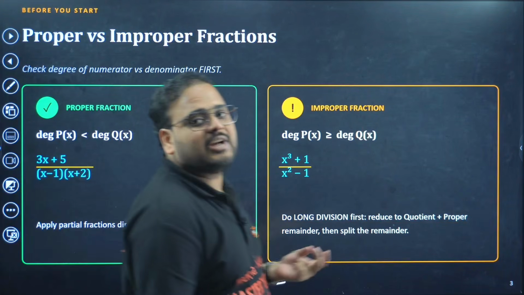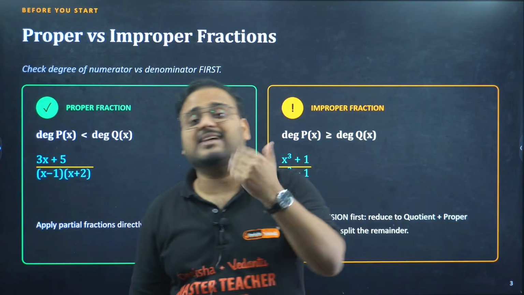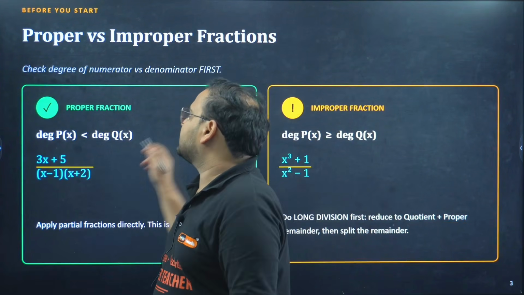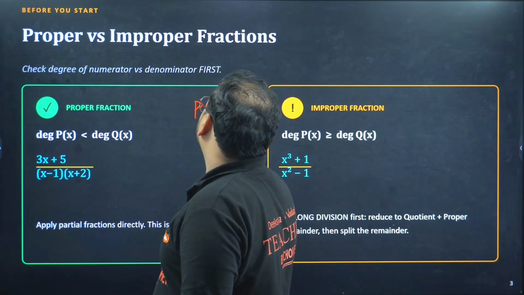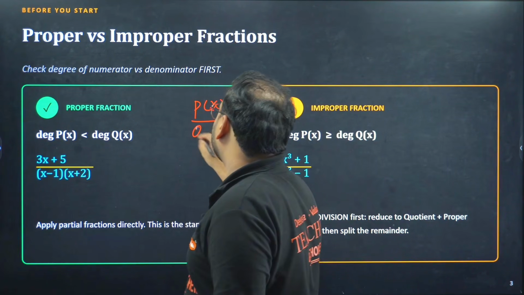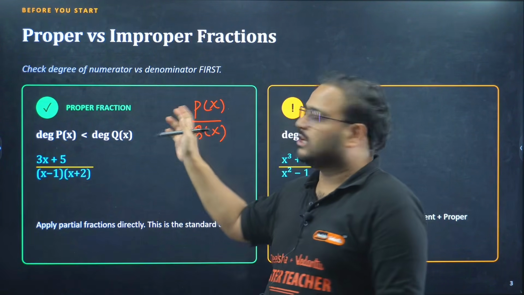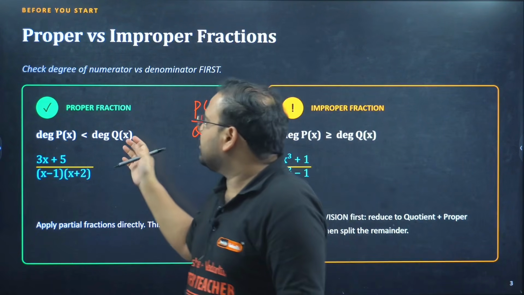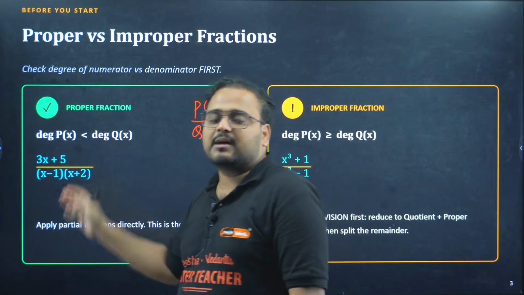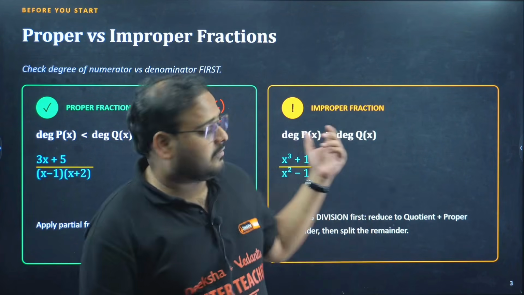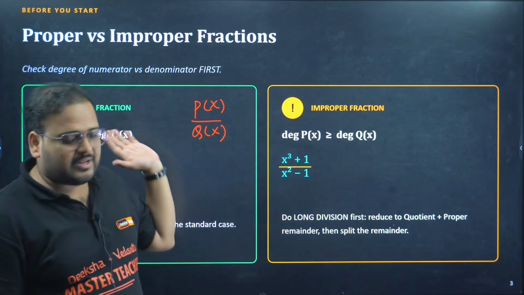As I mentioned, there are 2 types of fractions basically in the rational function part. Number 1 will be the proper fraction where the degree of px, what is px? If I write the rational function as px by qx, then px is the numerator. If that is less than the degree of the denominator, which is qx, that comes under the category of proper fraction. That you can solve directly in the approach we learned right now.